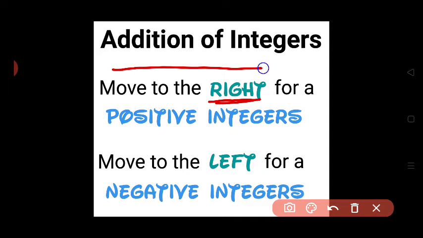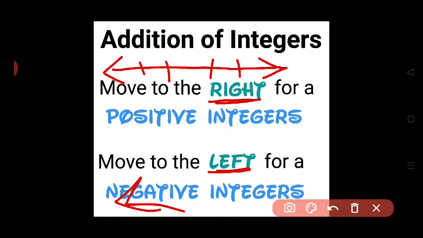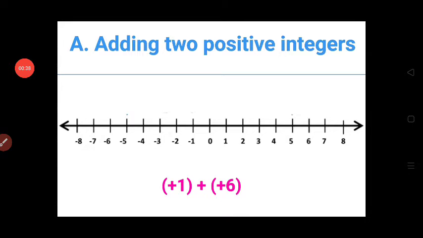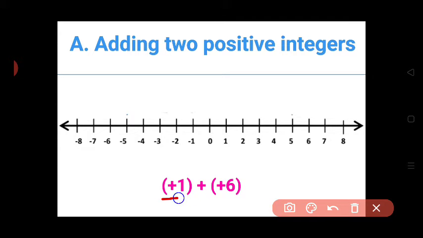If a number line is given, you have to move to the right for positive integers and move to the left for negative integers. Okay, left for negative integers. A few cases are given here, we need to understand. The first one is adding two positive integers. So if you see, the question is written here: +1 and +6.